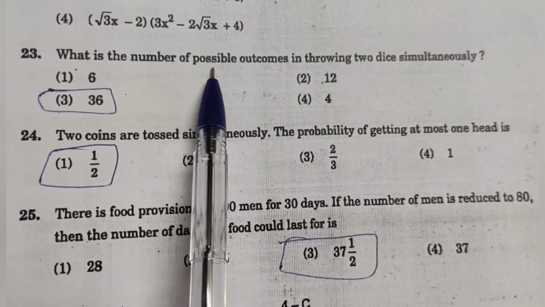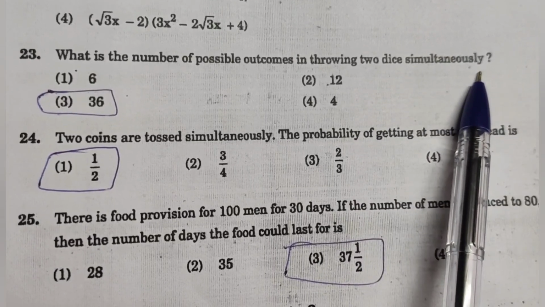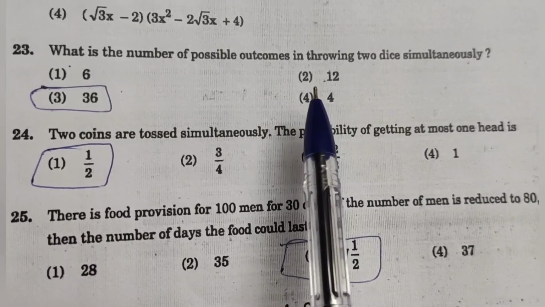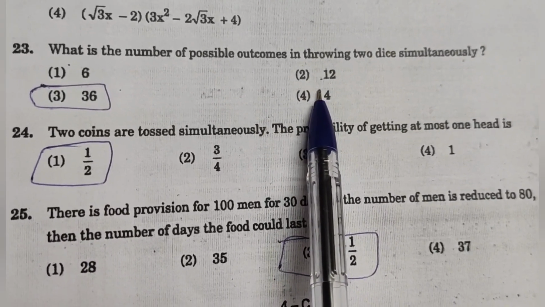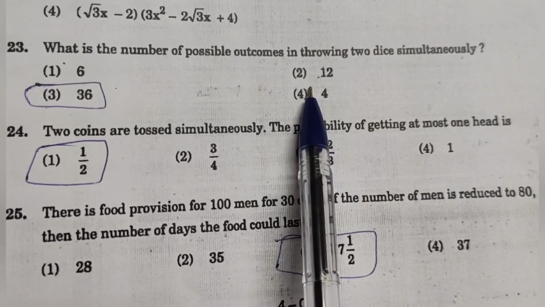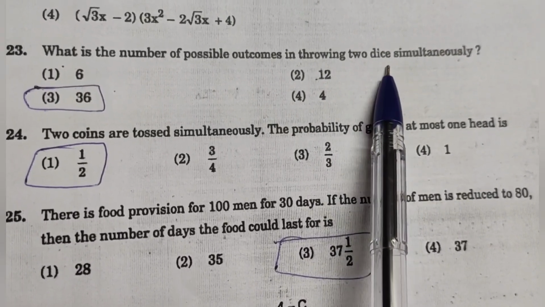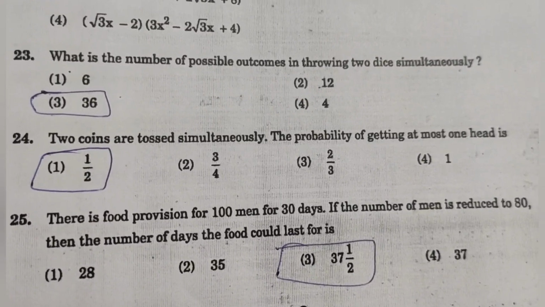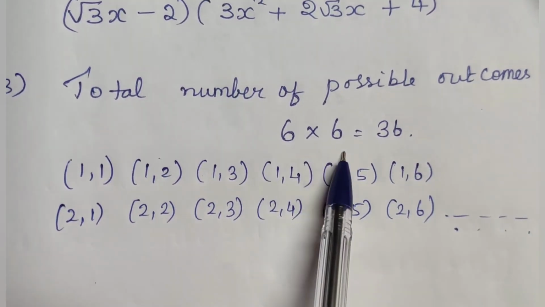What is the number of possible outcomes in throwing 2 dice simultaneously? When you throw 1 die, you may get 6 outcomes: 1, 2, 3, 4, 5, 6. When you throw 2 dice simultaneously, the number of possible outcomes is 6 into 6, which is 36 outcomes. Total number of possible outcomes, 6 into 6, 36.